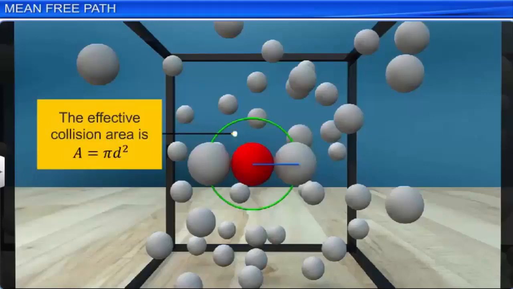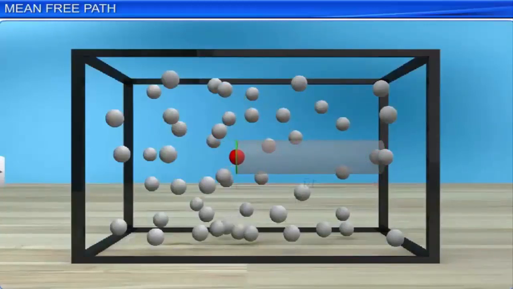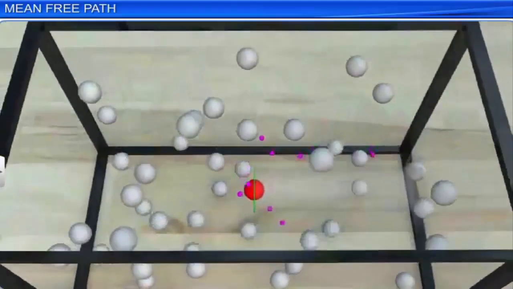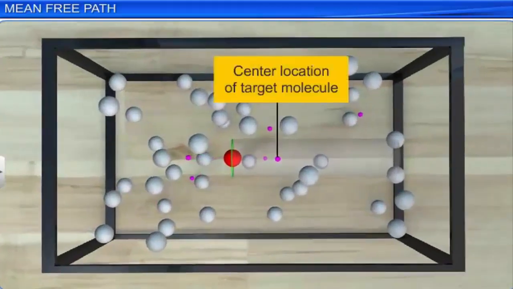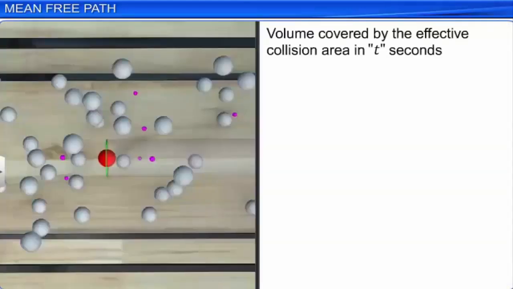In t seconds, a molecule can travel a distance of v bar t, and the effective collision area forms a cylinder. The molecule undergoes collision with all the other molecules whose centers lie within the volume covered by the effective collision area. The volume of the cylinder covered by the effective collision area in t seconds is equal to pi d square v bar t.